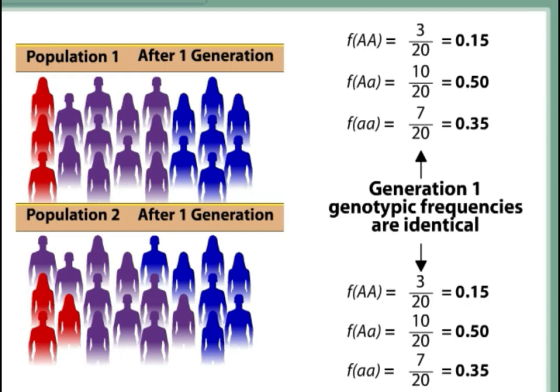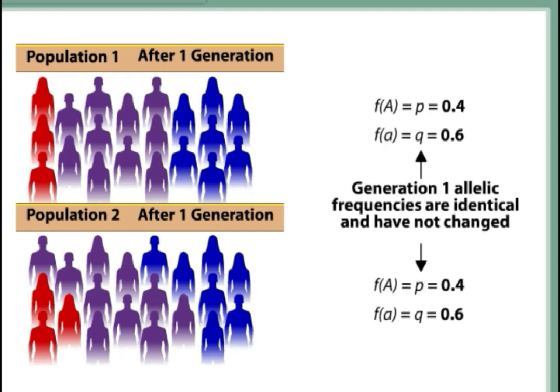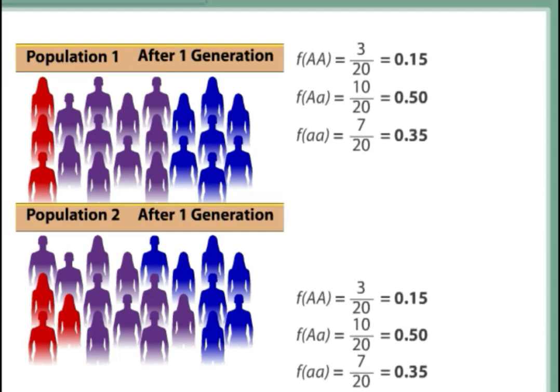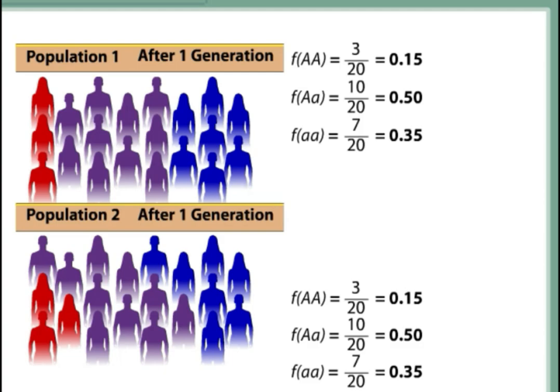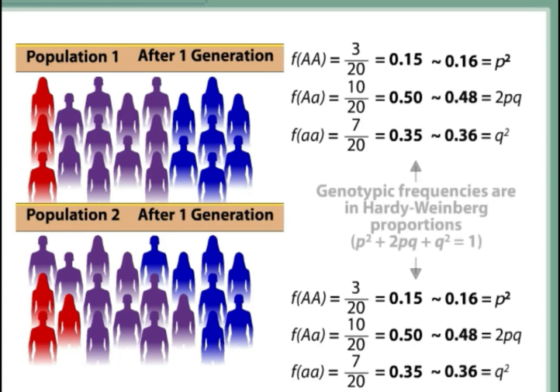Further predicted by the Hardy-Weinberg law, the allelic frequencies of both populations have not changed from those of the preceding generation. Moreover, the proportions of the genotypes follow what would be predicted by the Hardy-Weinberg law: p squared, 2pq, and q squared. Because these two populations are now in Hardy-Weinberg equilibrium, the proportion of each genotype in subsequent generations will remain the same. When a population is in Hardy-Weinberg equilibrium, the distribution of genotypic frequencies depends solely on the allelic frequencies.